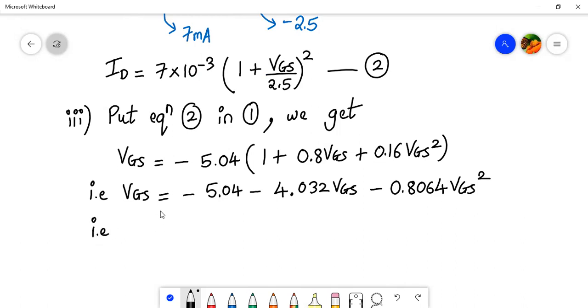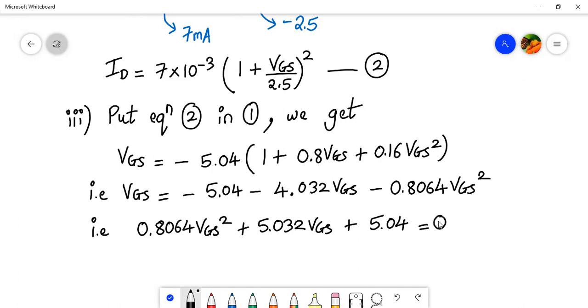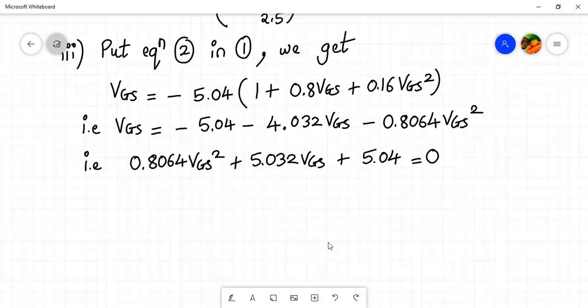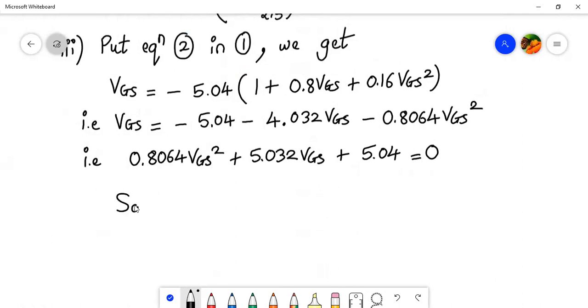And now we finally write the expression. We rearrange the terms: 0.8064 VGS square, and taking this to the left hand side, plus 5.032 VGS, and again plus 5.04 equal to 0. So we have to solve this equation quadratically. Solving quadratically, what do we get?